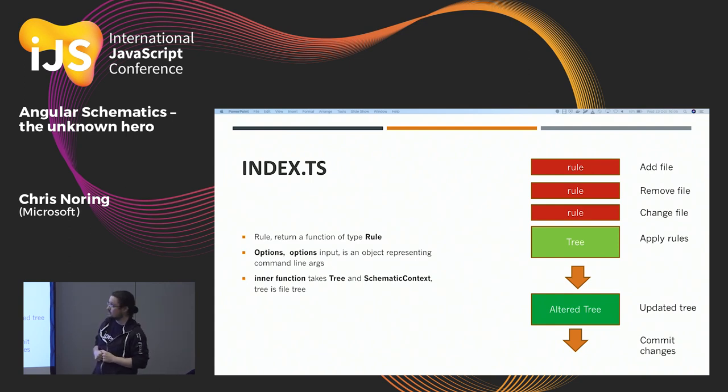And one thing to understand with index.ts is that you have this entry function that returns something of type rule. Now, rules are what's being applied to your schematics tree. You also have options, which is an object that represents your command line arguments that you specify when you run the schematics executable. As input parameters, you've got two different ones. One is obviously the tree, because that's the one we're going to try to alter, and the other one is a schematic context that will bring you more context information around your project.